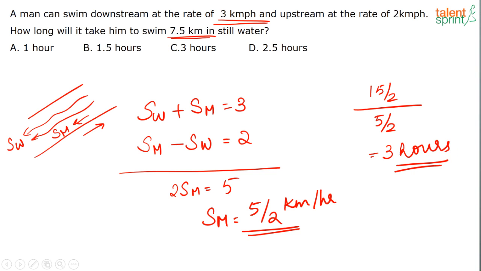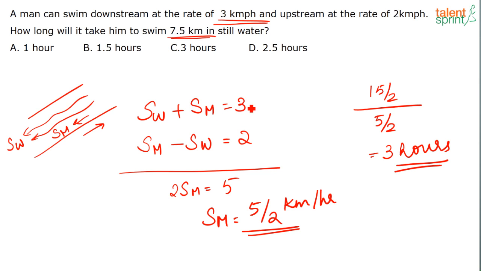Okay, so somebody says repeat. I'll repeat it once again for you. A man can swim downstream at a rate of 3 kilometers per hour. So he is covering 3 kilometers per hour when he is swimming downstream. Somebody says water velocity is not given. You have to assume that it is given to you. What does this 3 kilometers per hour represent? It represents the net speed of the man. So what is the net speed? It is nothing but the speed of the water plus the speed of the man, and that is equal to 3.